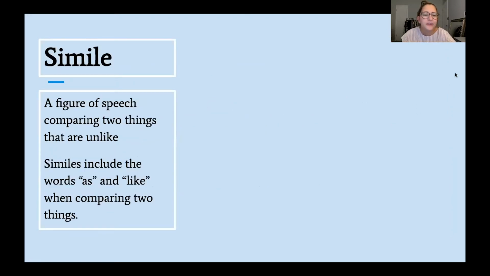So let's get started with learning about the simile. A simile is a figure of speech, or figurative language, that compares two things that are unlike each other. Similes include the words "as" and "like" when they compare these two things.